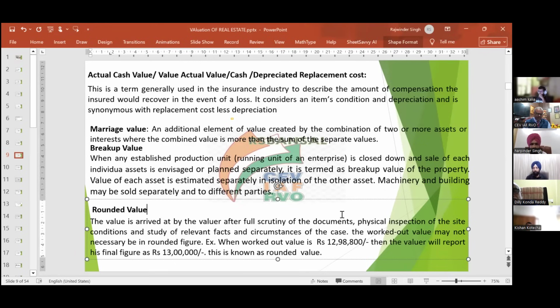Next is rounded value. Rounded value is simply, let us suppose you have calculated the value, it comes out to be 12,98,800 and you round it up to 13 lakh. This is known as rounded value.